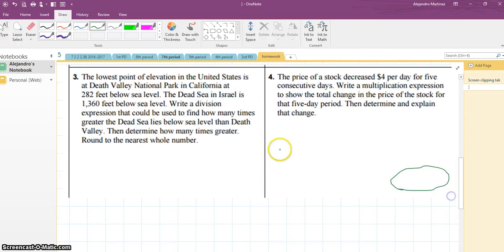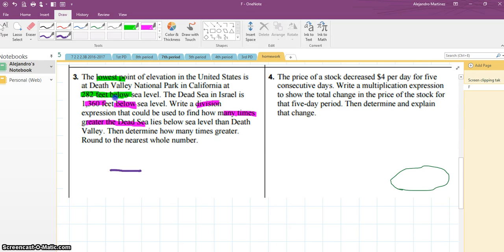Okay, the lowest, look at number 2. The lowest point of elevation in the United States is Death Valley in California at 282 feet below sea level. The Dead Sea in Israel is 1,360 feet below sea level. Write a division expression that could be used to find how many times greater the Dead Sea lies below sea level than Death Valley. Determine how many times greater. So first of all, it's a division problem. So let's put division out.